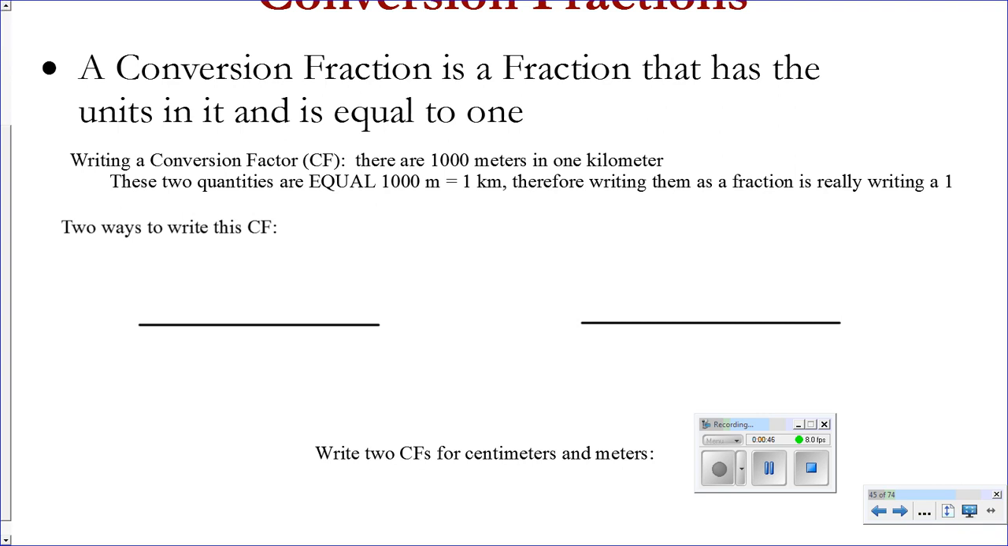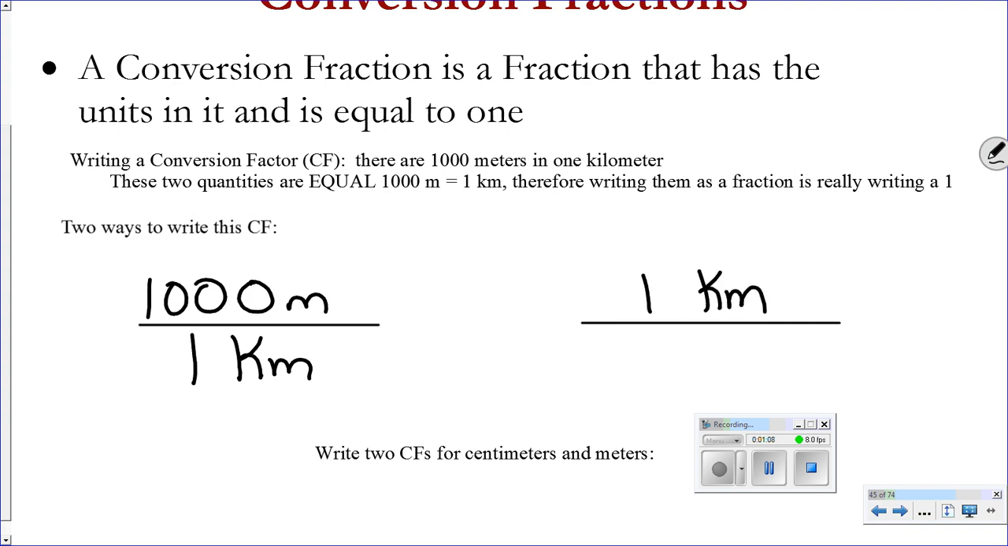For example, there are 1,000 meters in a kilometer. Therefore, 1,000 meters equals 1 kilometer, and they can actually be written as what we call a conversion factor or a conversion fraction. So you can say 1,000 meters over 1 kilometer. Those are equal. That's really a fraction equal to 1. You could also write this the other way around and say 1 kilometer is equal to 1,000 meters.